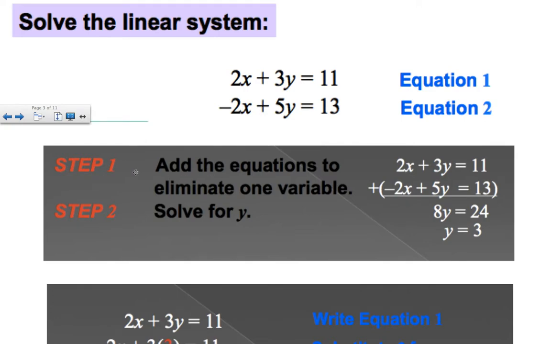So we're going to start by adding the equations to eliminate a variable. When we do that, 2x plus negative 2x is 0, so it goes away. 3y plus 5y is 8y, 11 plus 13 is 24. We now divide each side by 8. We're left with y is 3.